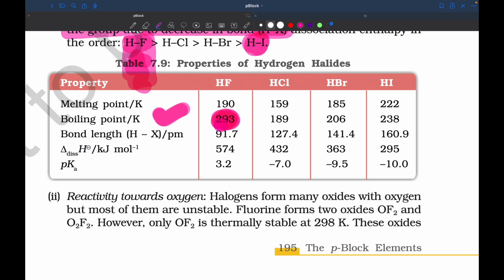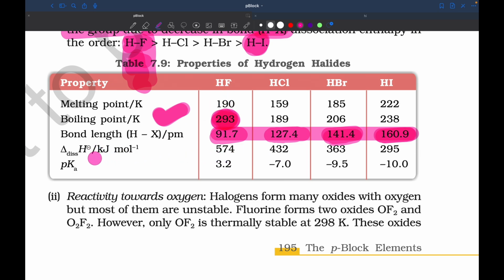Next, bond lengths are mentioned here. The bond length between H and F is 91.7 picometers. The same is 127.4 picometers in HCl. In HBr it is 141.4 picometers, whereas in HI it is 160.9 picometers. So the bond length is gradually increasing. The bond dissociation energies are also mentioned here.